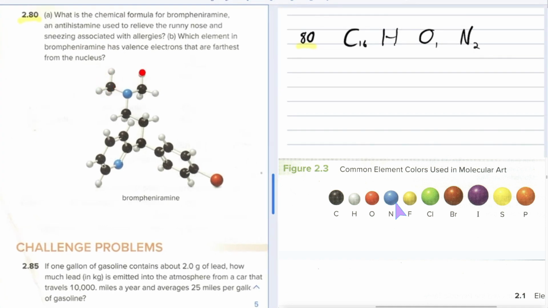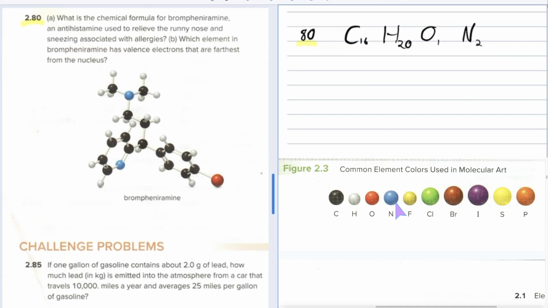1, 2, 3, 4, 5, 6, 7, 8, 9, 10, 11, 12, 13, 14, 15, 16, 17, 18, 19, 20. I hope I got that right. 20 hydrogens. Okay, C16H20O1N2, and you don't have to write the 1 if you want to delete that. C16H20ON2. So that's the chemical formula.